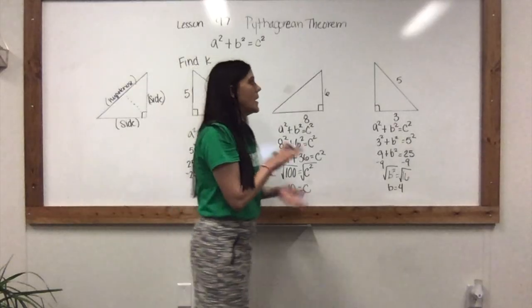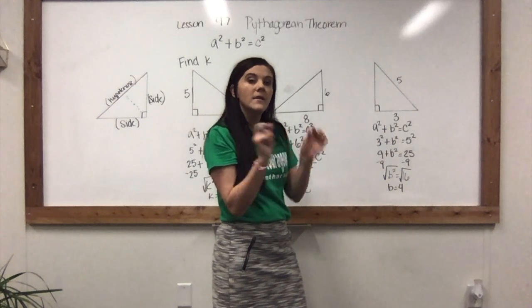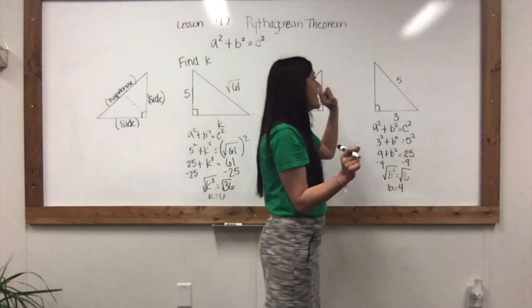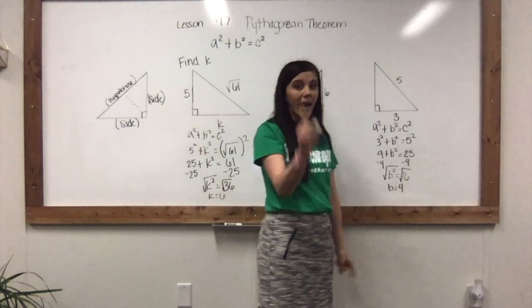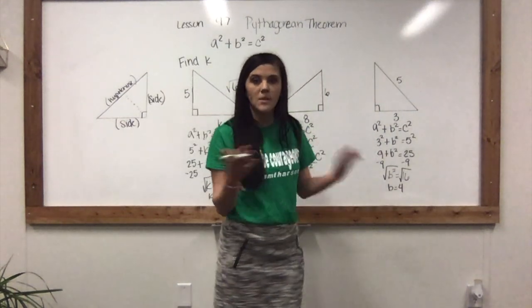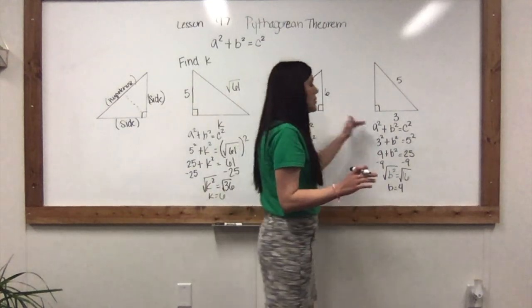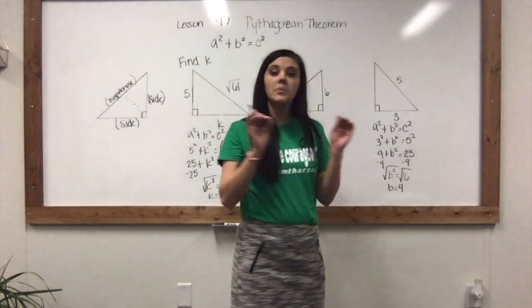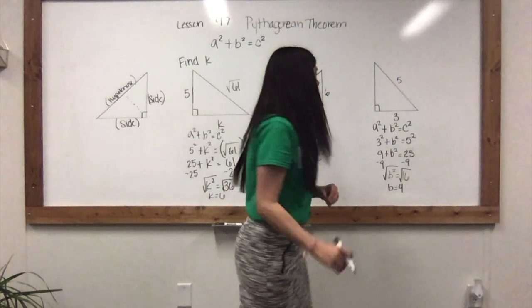Now let's look at one that's a little bit different. This time we have been given the hypotenuse, so we have the C, but we are missing either the A or the B. We're missing one of the sides, okay? So I'm going to still use the same formula. I'm using A squared plus B squared equals C squared.